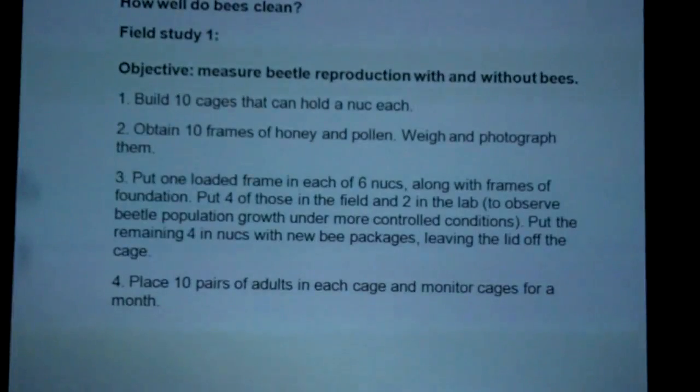And so into each of those, the ones with bees and the ones without bees, we introduce 10 pairs of beetles just to see how their population grows and see how they affect the bees. The objective is, how do their populations grow with and without bees, if everything else is held the same? We also put 2 cages in the lab, the same thing, with a frame of honey and pollen and 10 beetles. And here's a picture of the cage. Nice cages, beautiful.